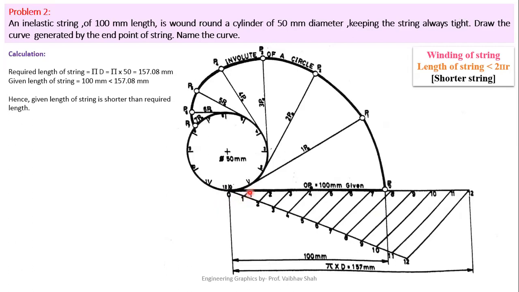After that, simply draw tangents from each of the points. From point number 1 draw a tangent, from point number 2 draw a tangent, and so on up to point number 7. Now let us observe that the actual given length of string falls in between point number 7 and 8. So our actual length of string is shorter than point number 8 and it is in between 7 and 8.